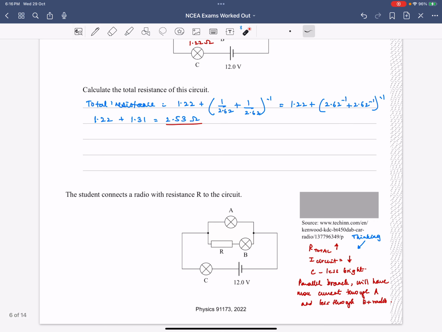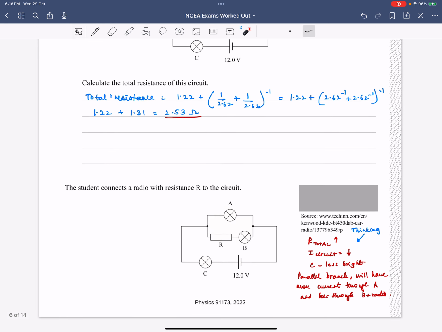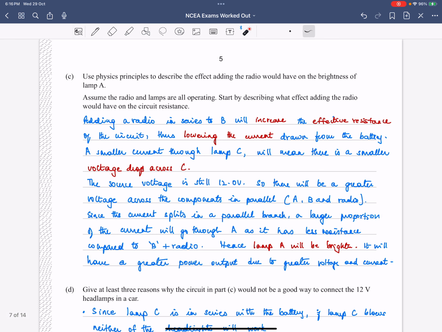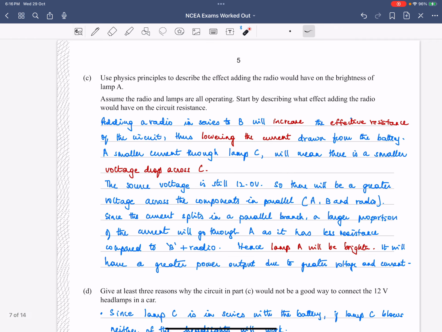Okay, then what happens is the student connects a radio with resistance R to the circuit. So there's your radio connected to B. And the question is, use physics principles to describe the effect adding the radio would have on the brightness of lamp A. Assume the radio and lamps are all operating. Start by describing what effect adding the radio would have on the circuit resistance.